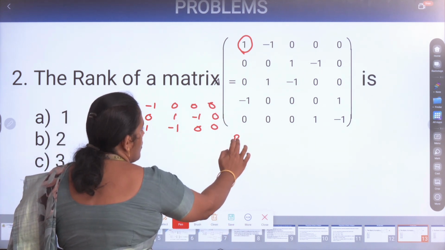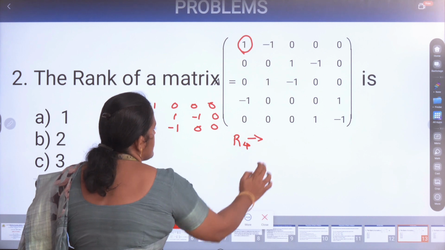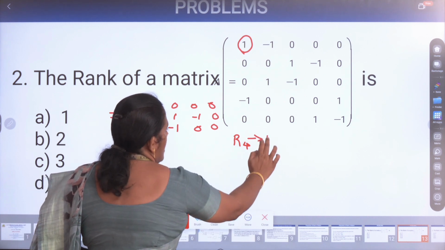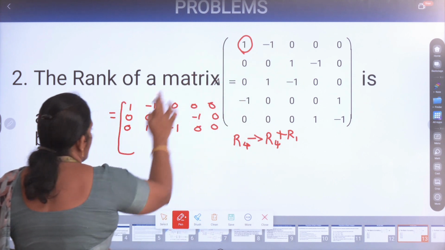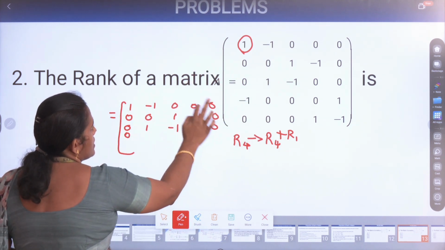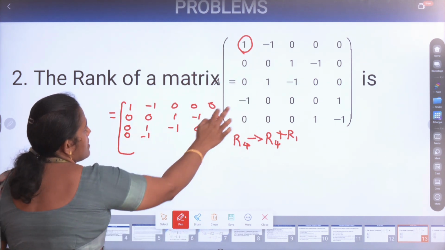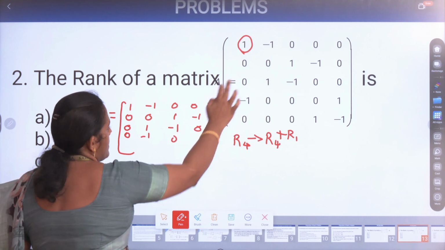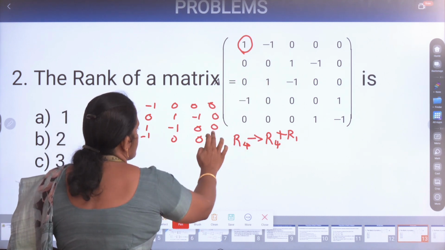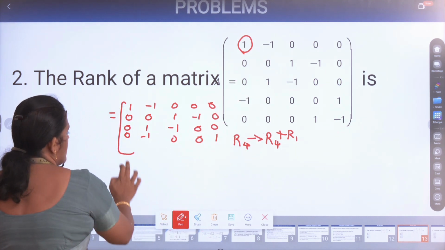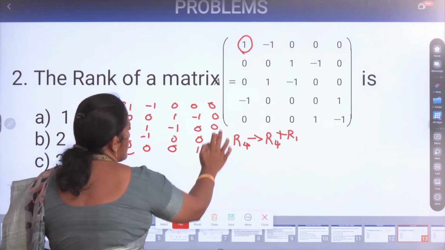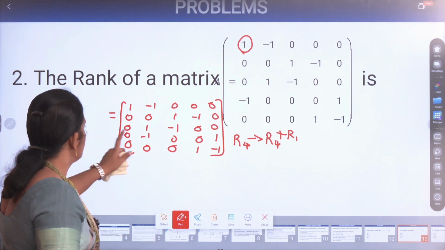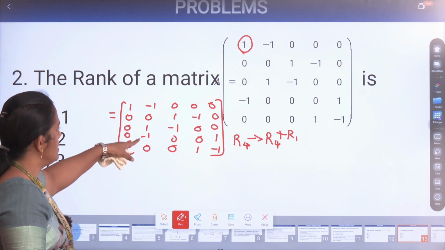So R4 implies R4 plus R1. So minus 1 plus 1, 0. So 0 minus 1, minus 1. 0, 0, 0. 0 plus 0, 0. 1 plus 0, 1. So the last element is also 0. So 1 minus 1. Next, see the second column.